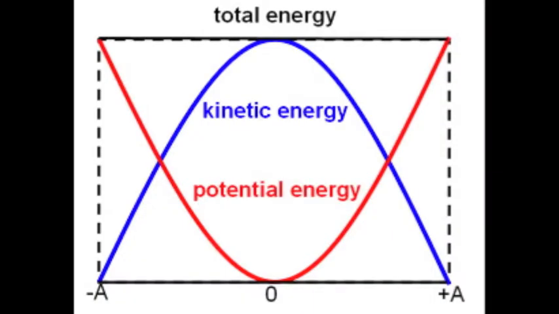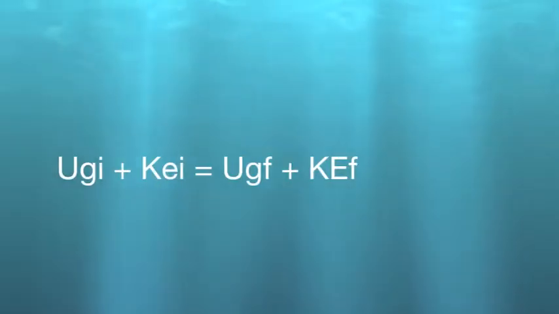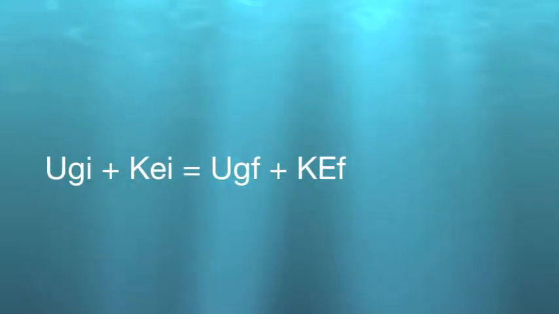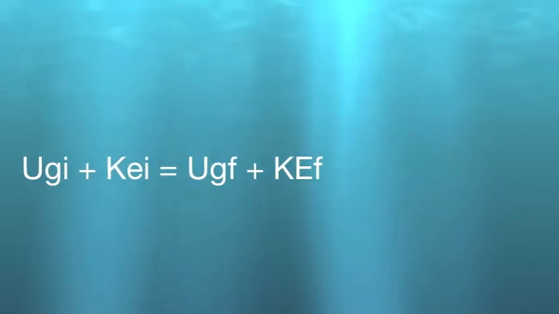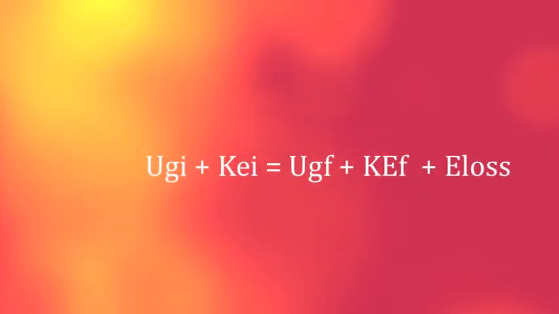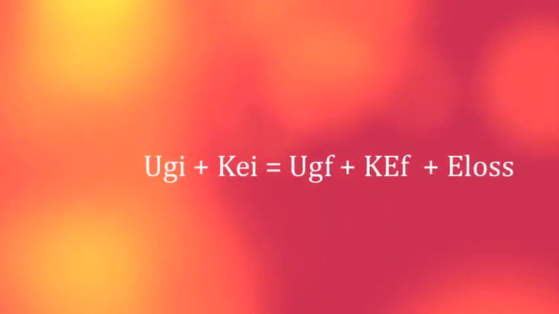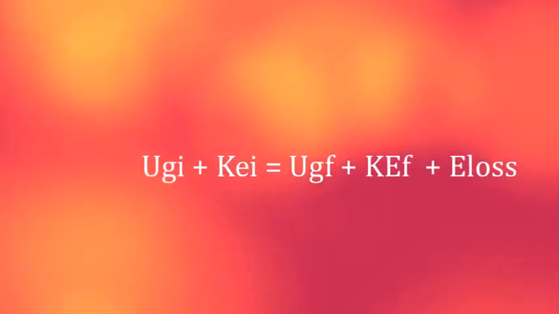As an object gains height, it loses speed. Therefore, as an object gains potential energy, it loses kinetic energy and vice versa. In an ideal situation, the initial potential energy plus the initial kinetic energy equals the final potential energy plus the final kinetic energy.